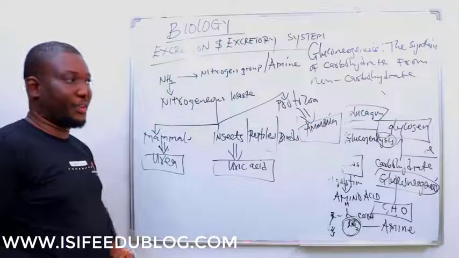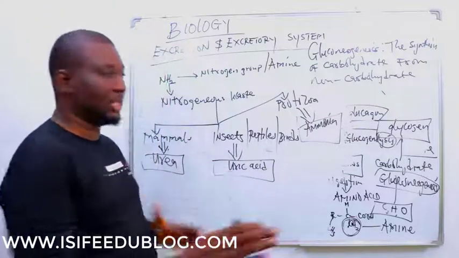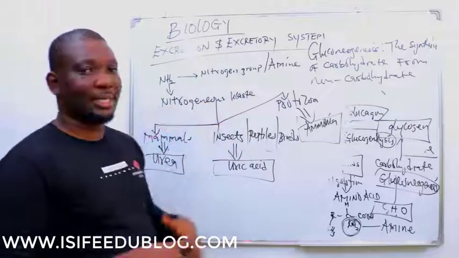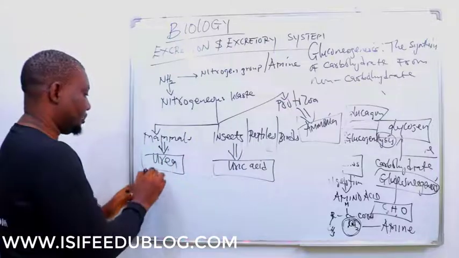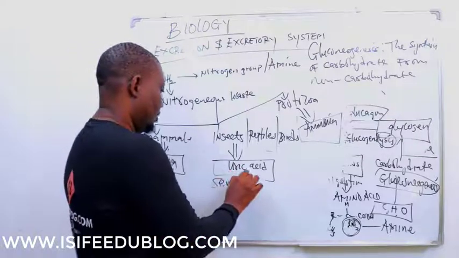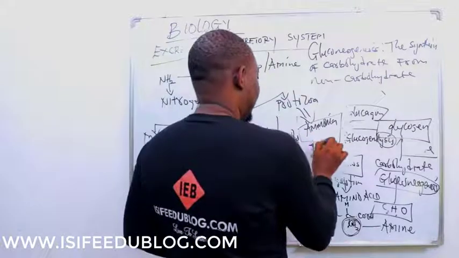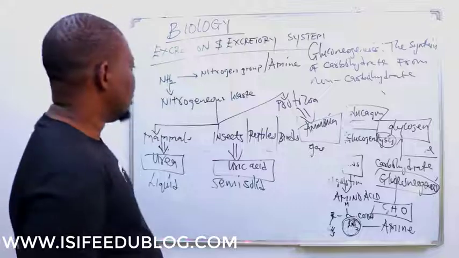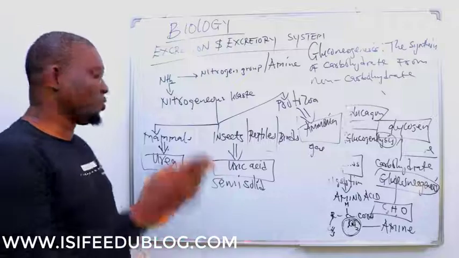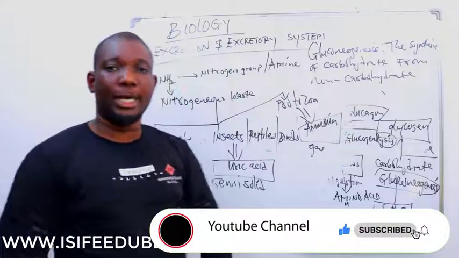Okay, I think in this video it's very important I explain why these organisms remove this waste in this form. These three wastes, nitrogen wastes, are not the same, because basically this urea is liquid, this uric acid is semi-solid, and this is gas.